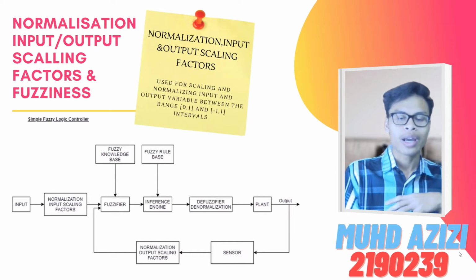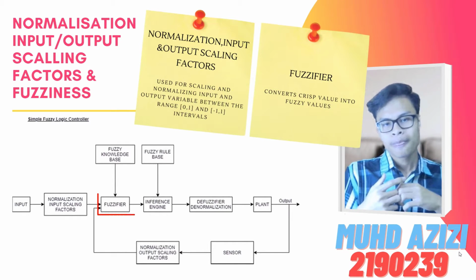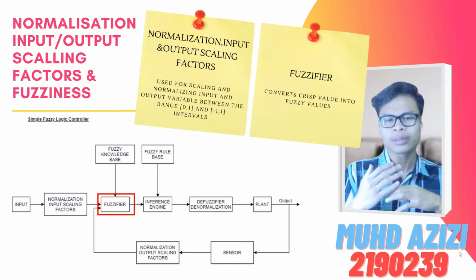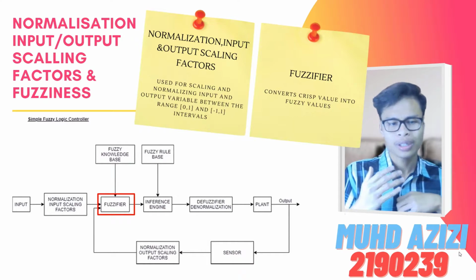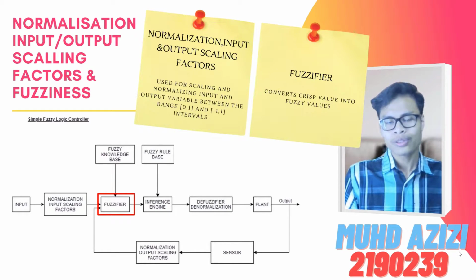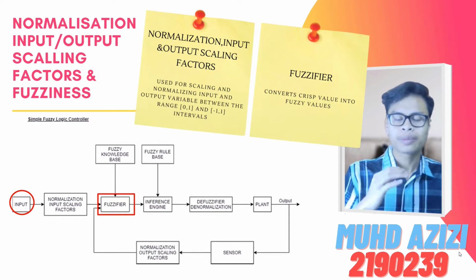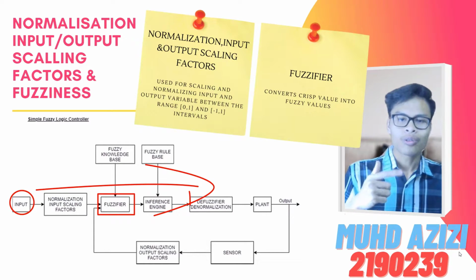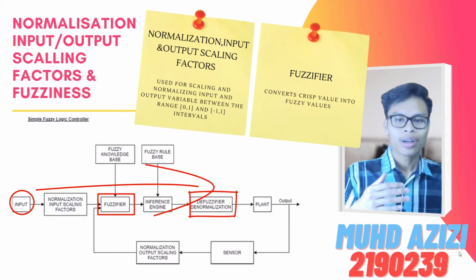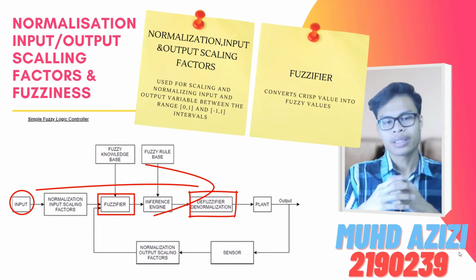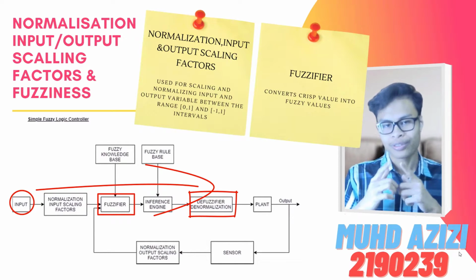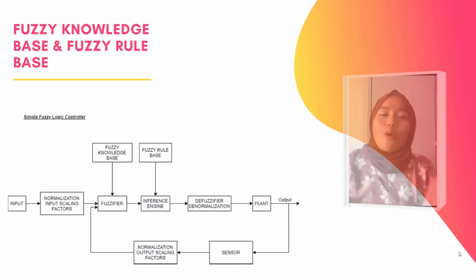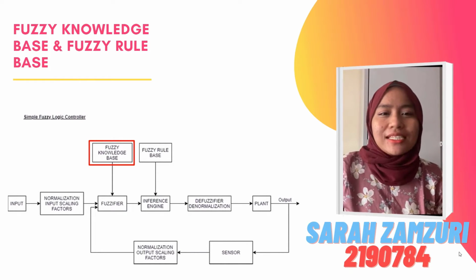Next, we take a look at the fuzzifier. The fuzzifier will convert crisp values into fuzzy values. So when we receive the input, we initially have it in the form of crisp input. And then we are going to normalize it, and then we'll fuzzify it, where it will convert the crisp value into fuzzy value. So, what is the fuzzy knowledge base about?